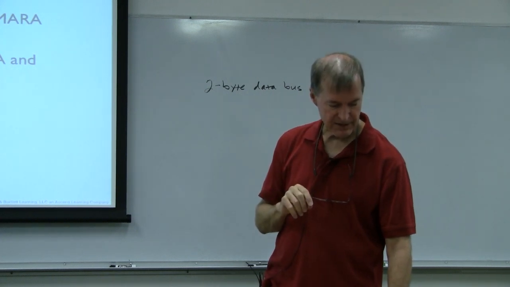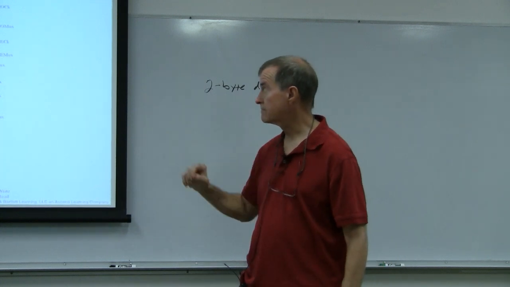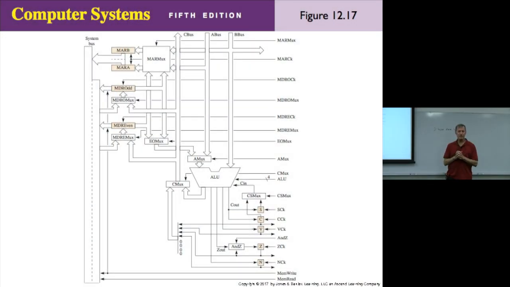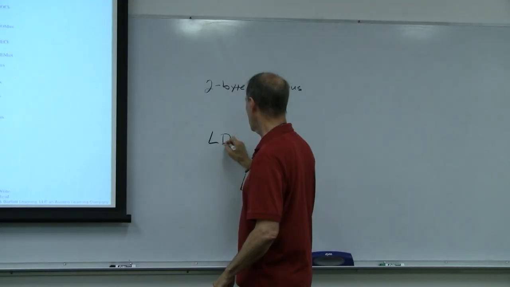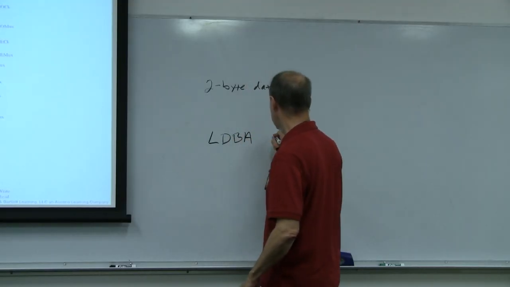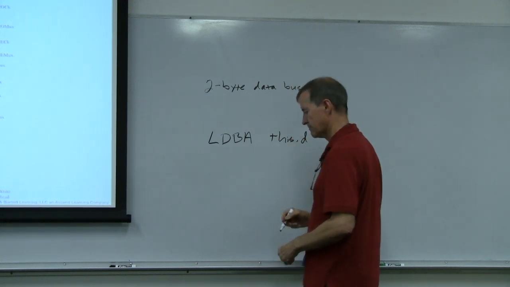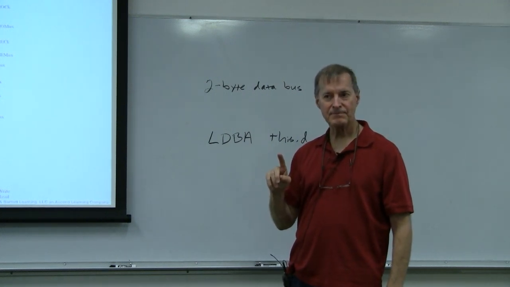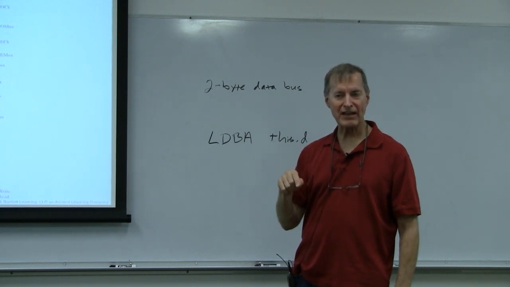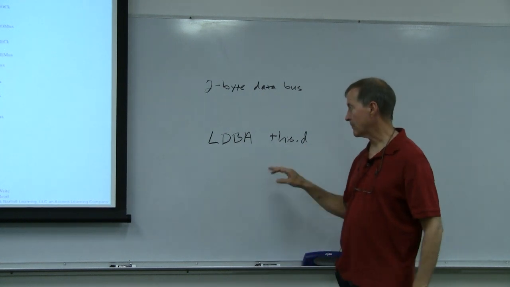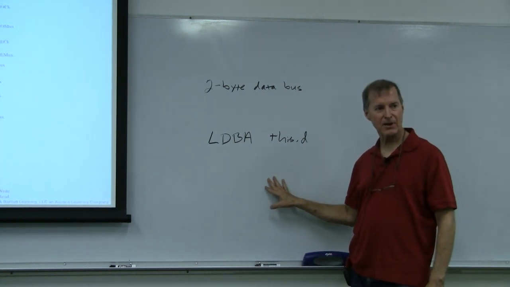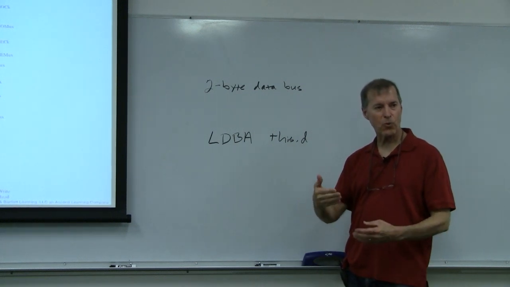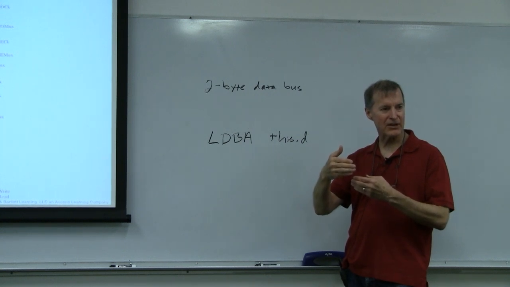First implication is this. Let's go back to figure 12.17. Suppose the CPU wants to read a byte from memory. Let's suppose that we are doing load byte accumulator, direct. Suppose that this instruction is executing. Now, the CPU could be asking for a byte at an even address, or it could be asking for a byte at an odd address. So the question is, what two bytes get delivered to MDR even and MDR odd?